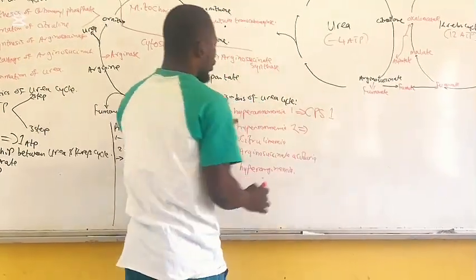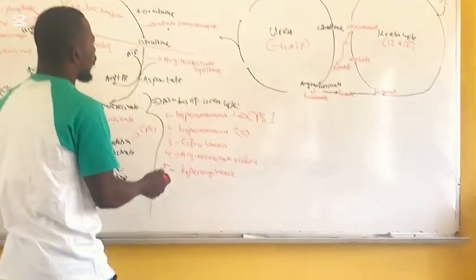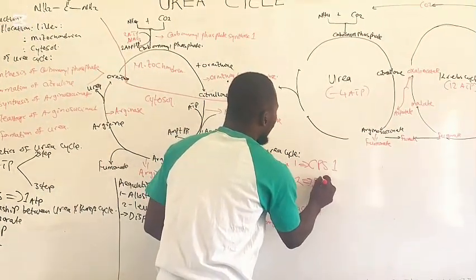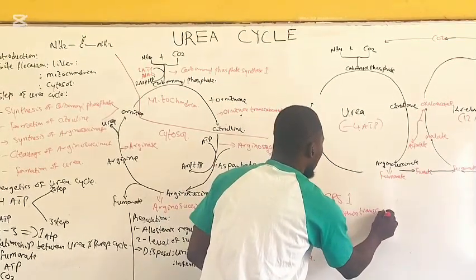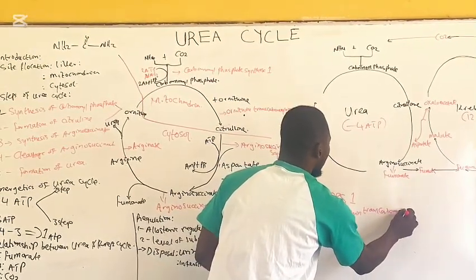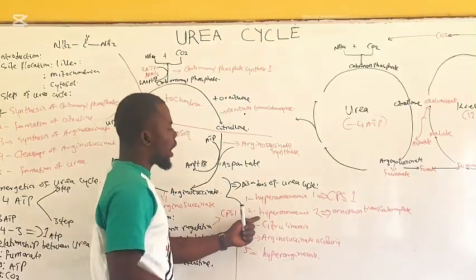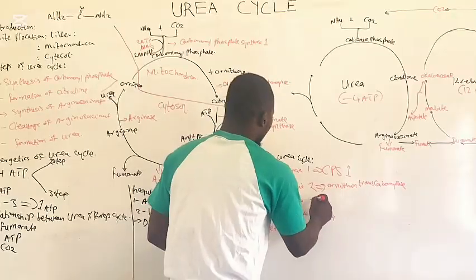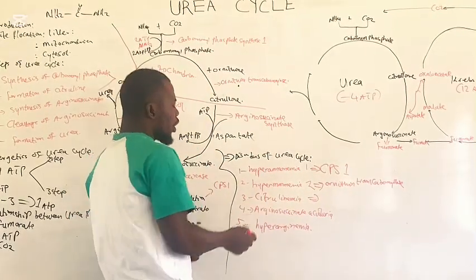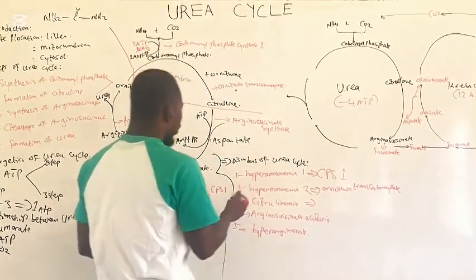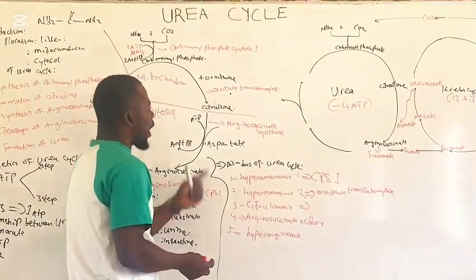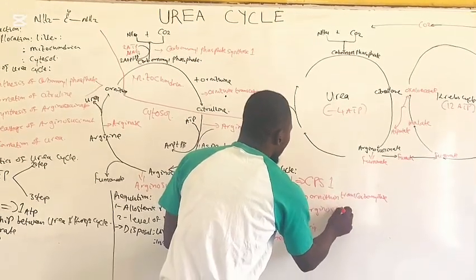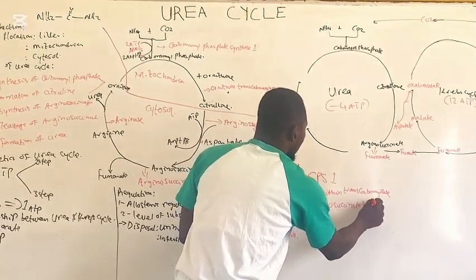Now, hyperammonemia 2 results from the deficiency of an enzyme called ornithine transcarbamylase. So, the deficiency of ornithine transcarbamylase will lead to hyperammonemia 2. Next one is citrullinemia. Citrullinemia simply means presence or increase of citrulline in the blood, and it occurs due to the deficiency of an enzyme argininosuccinate synthase.